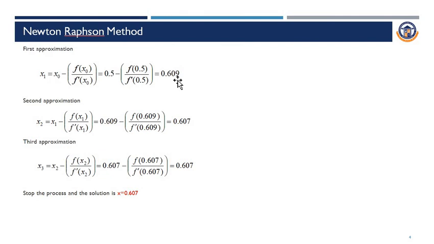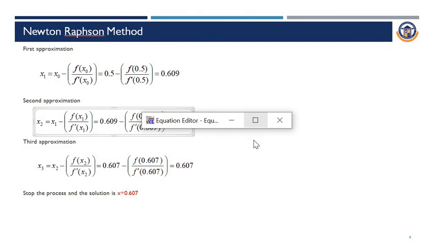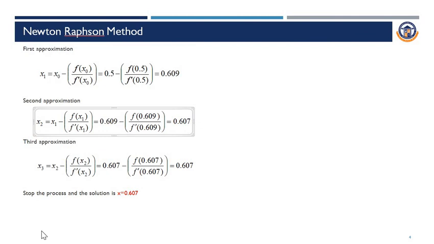With the help of x1, the first approximation, I can go for the second approximation as x2. Similarly, I can calculate x2 as x1 minus f of x1 by f dash of x1. Wherever x appears in the equation, I replace it with the x1 value. In the equation of f dash, I also replace the x1 value. So I can get 0.607.